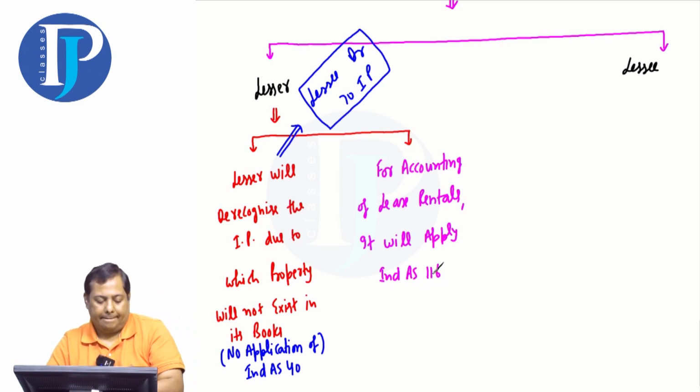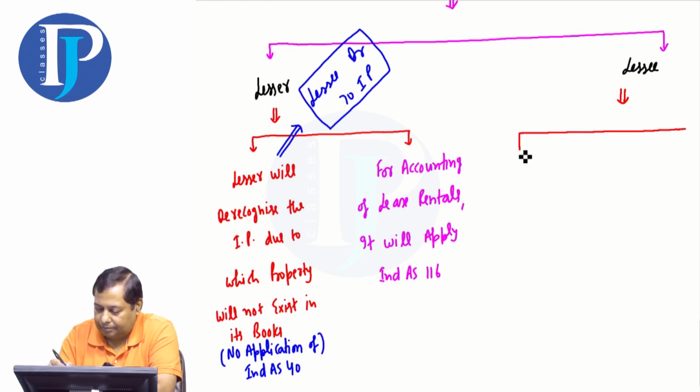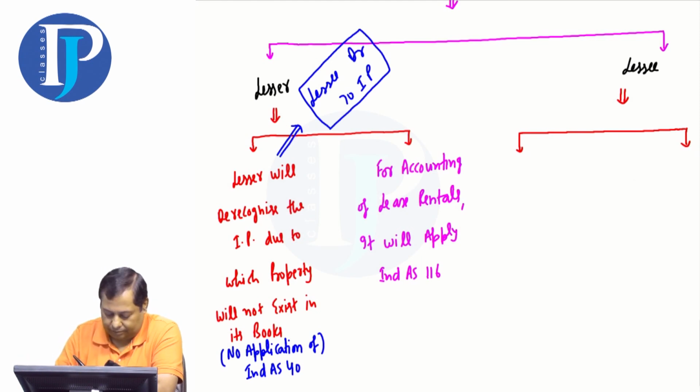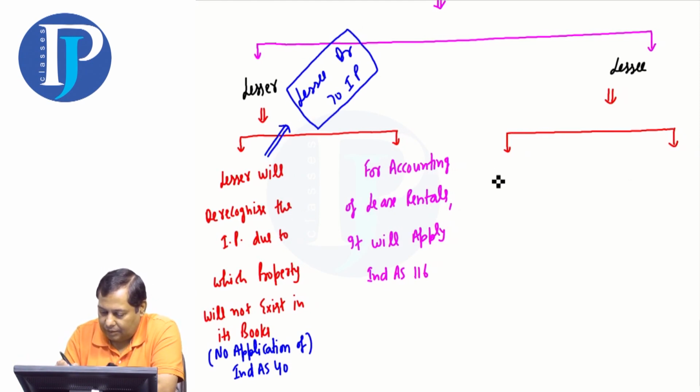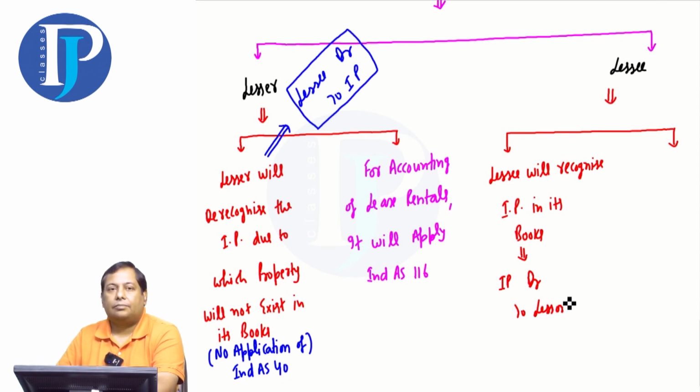Is 116. Now we will see lessee's books. Lessee will recognize investment property in its books, and we will enter here in the books. Investment property to lessor. Okay?